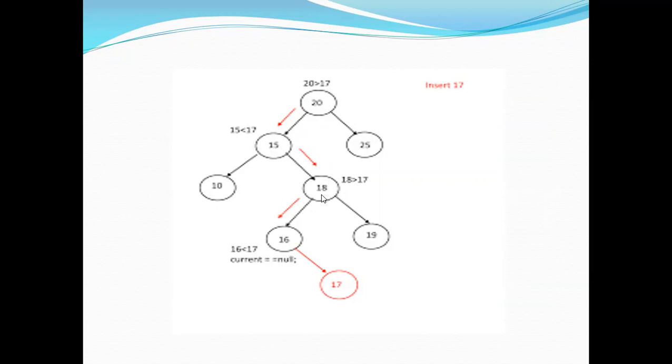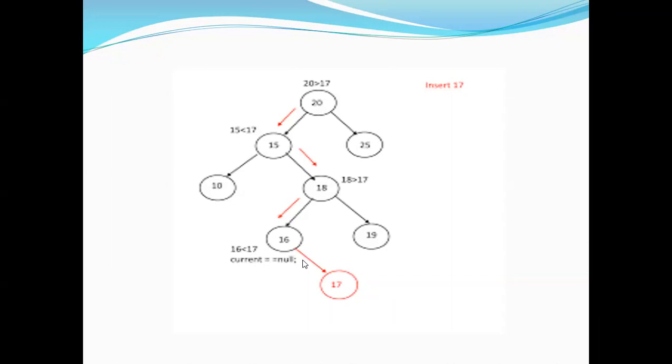Now PTR is updated as 18. So 18 will be compared with 17. Comparing 18 and 17, we find that 17 is lesser. So we will go to this left side. We will update our PTR to 16. Now we will compare 16 and 17. When comparing 16 and 17, we find that 17 is greater. So we have to insert 17 as the right child. So 17 is inserted to the right side of 16.